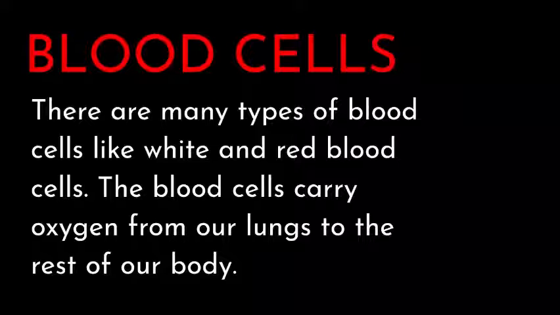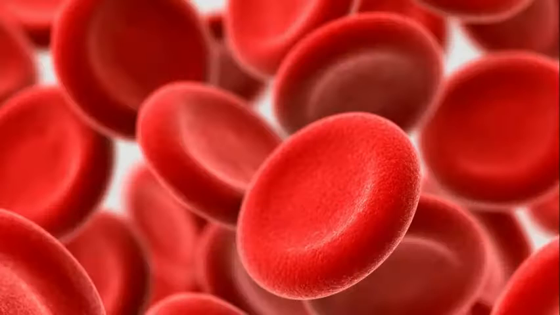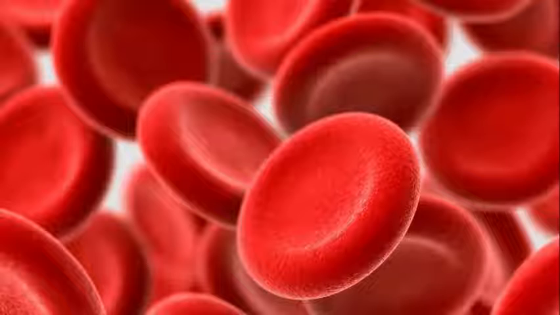Blood cells. There are many types of blood cells, like white and red blood cells. The blood cells carry oxygen from our lungs to the rest of our body. And there's a picture of red blood cells.